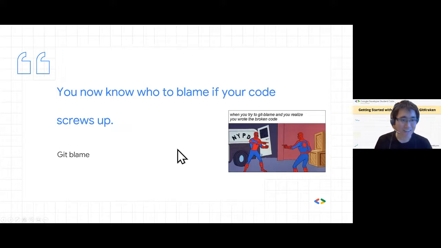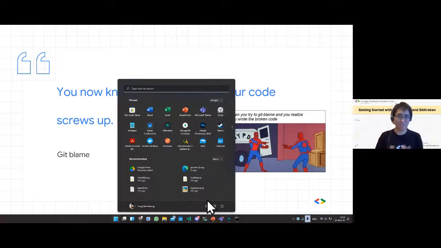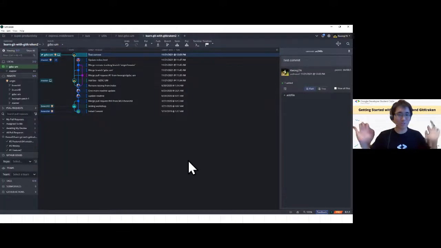But okay, now contributors tab is here, network graph is here, and then git blame. Yeah, so git blame basically is you now know who to blame if your code screws up. So in GitKraken, there is something called git blame.